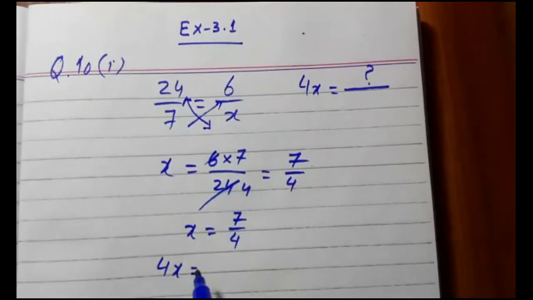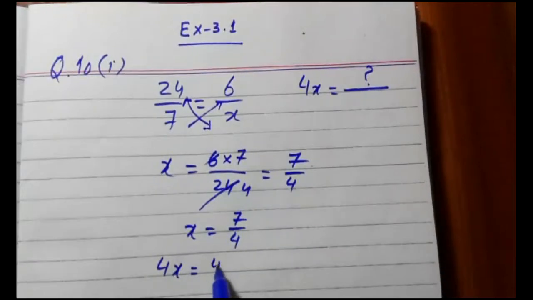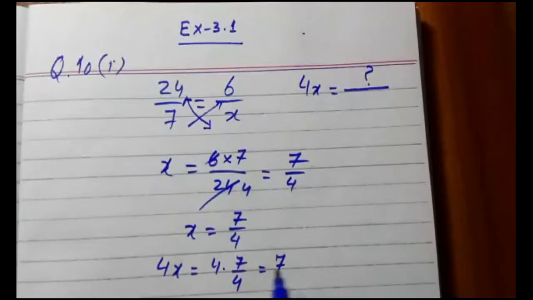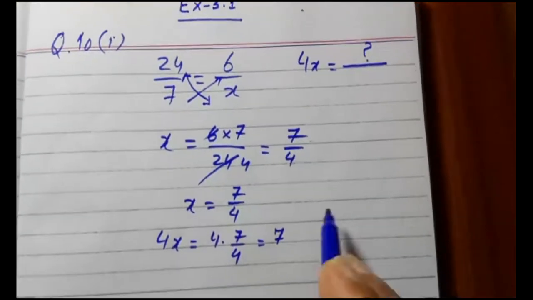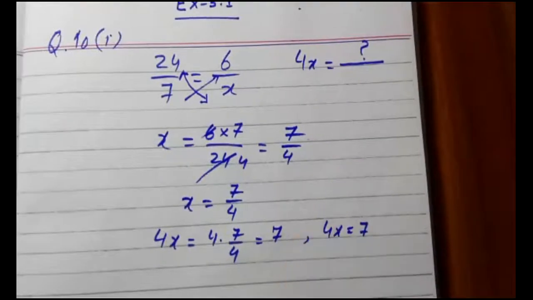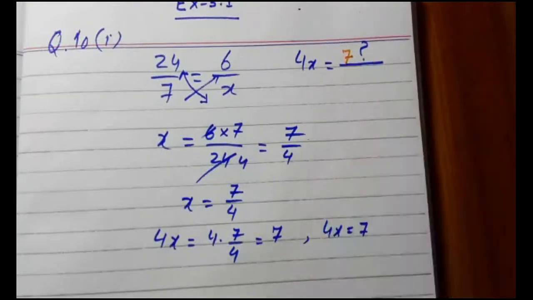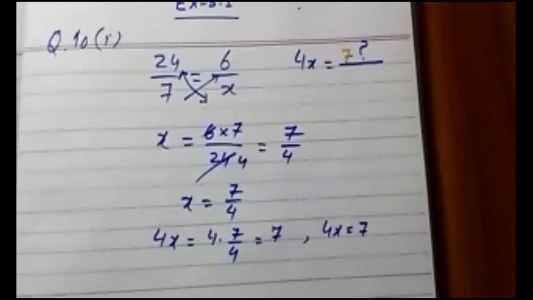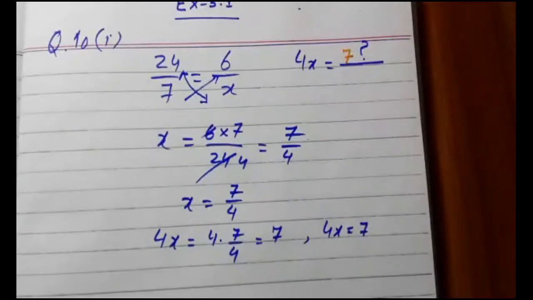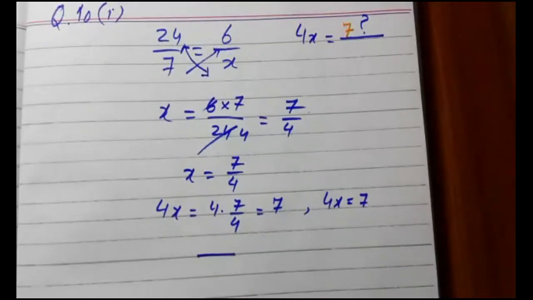So it will become 4 times 7 by 4, which is equal to 7 only. So we come to know that actually 4x is equal to 7. Once you fill in the blanks, you will simply write there 4x equals 7. You will simply substitute the value of 4x. It's sort of a short question, and it's very simple. Straight away calculations are required.